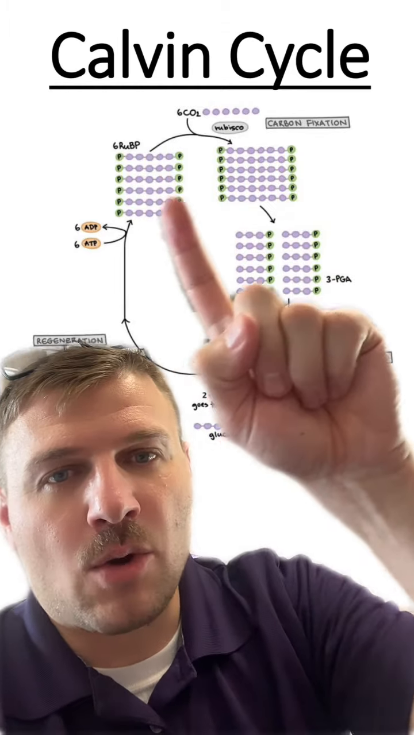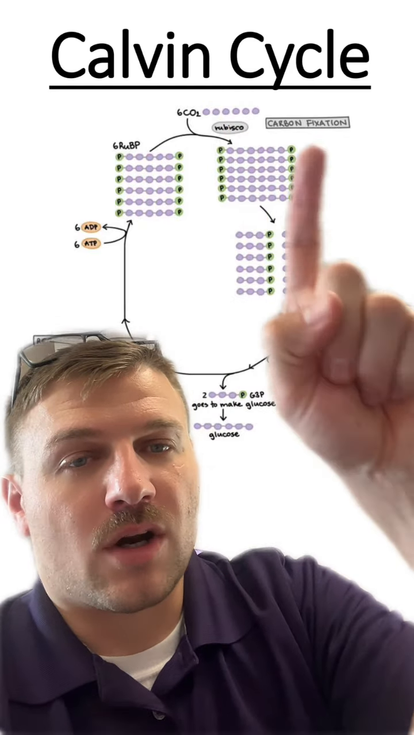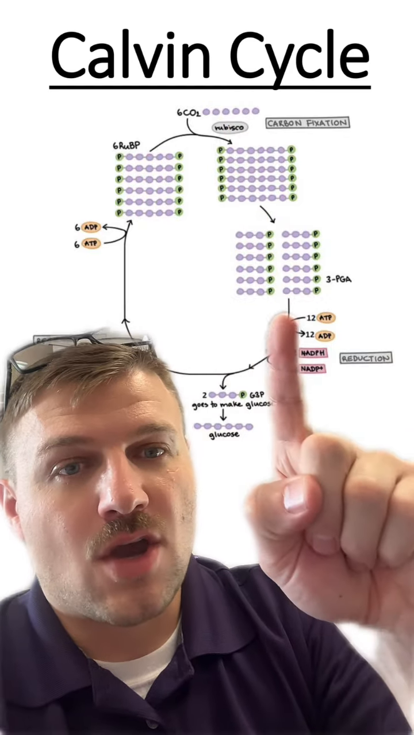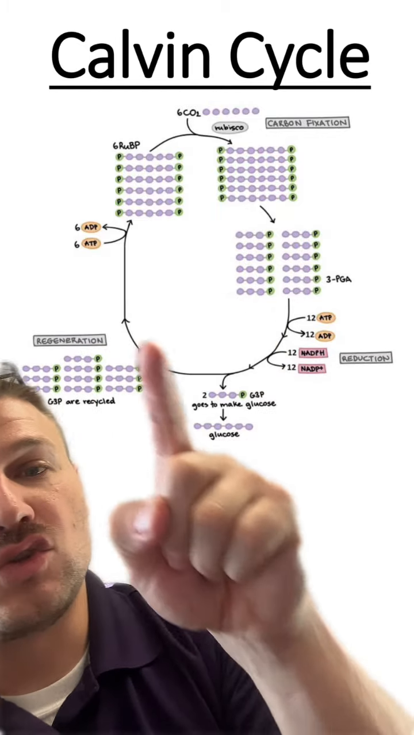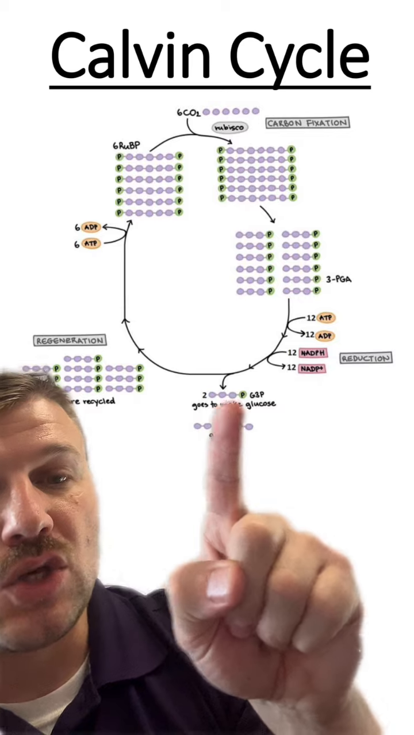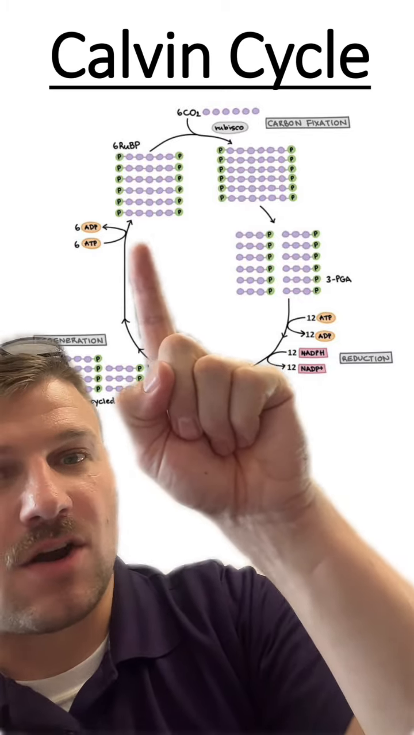So we actually start out with 6 RuBPs. We're going to take in 6 CO2s. We're going to make 6 of these 6-carbon molecules. We're going to get 12 of these 3-PGAs. We're then going to change these into 12 G3Ps. 2 of these will go to make glucose, and the other 10 will go to make these 6 RuBPs.